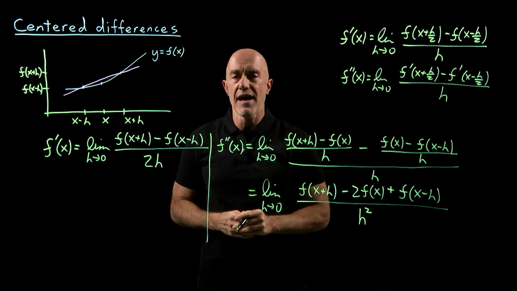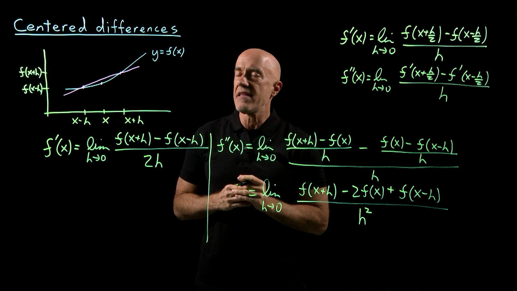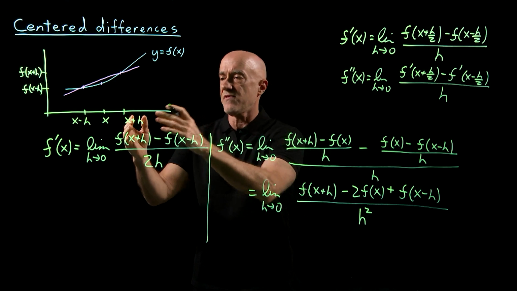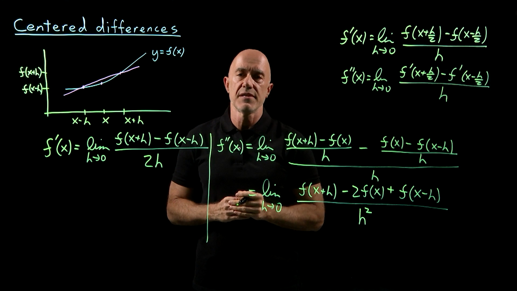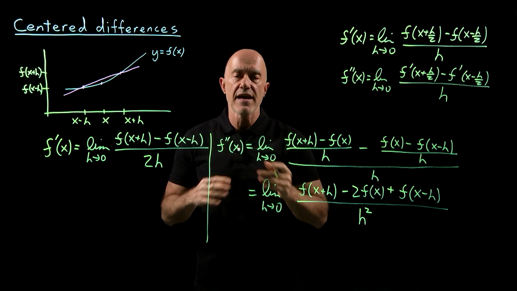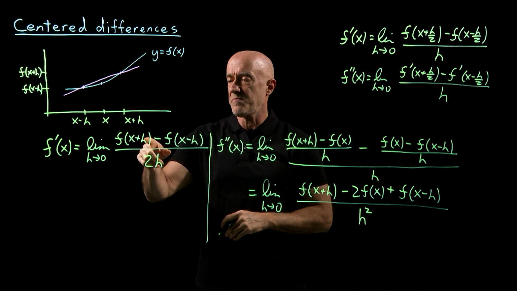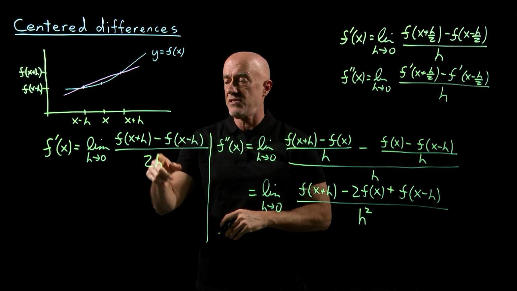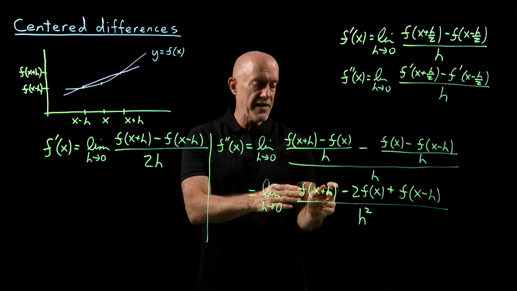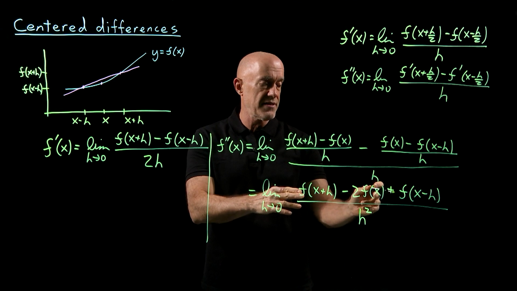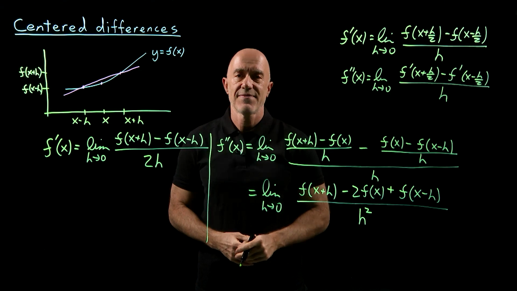So let me summarize. If you wanted to do numerical work with derivatives, rather than using a derivative defined from just the right side of the function, we should center it around the function. That provides a greater accuracy in your numerics. The first derivative would be f of x plus h minus f of x minus h over 2h. And the second derivative would be f of x plus h minus 2f of x plus f of x minus h over h squared.